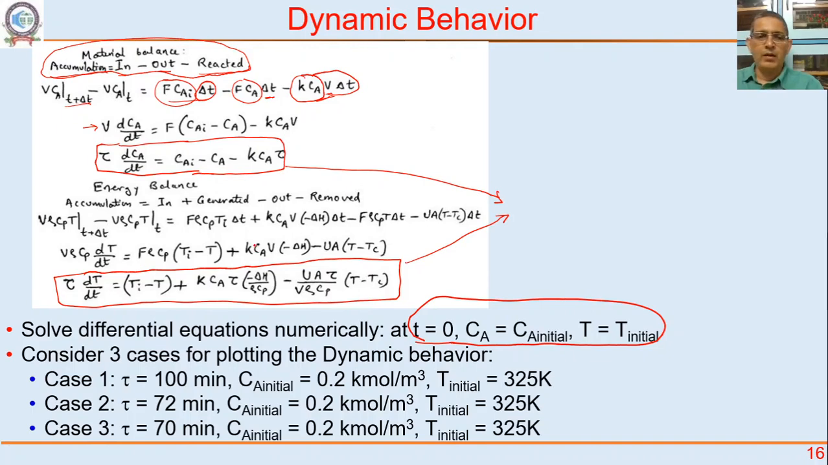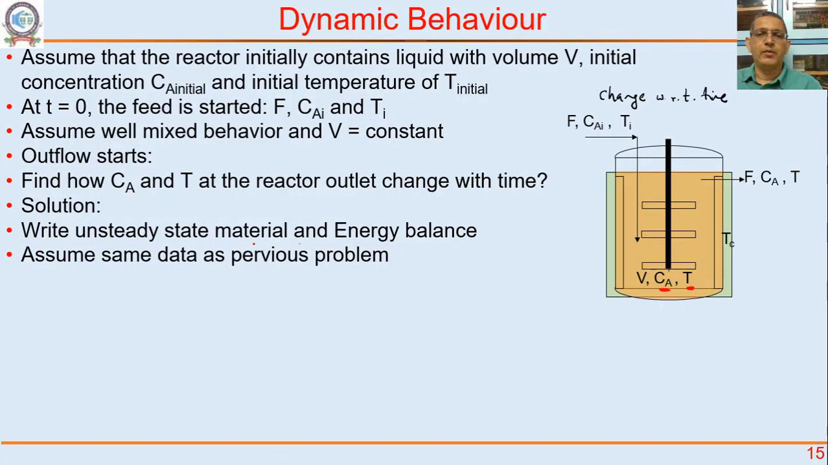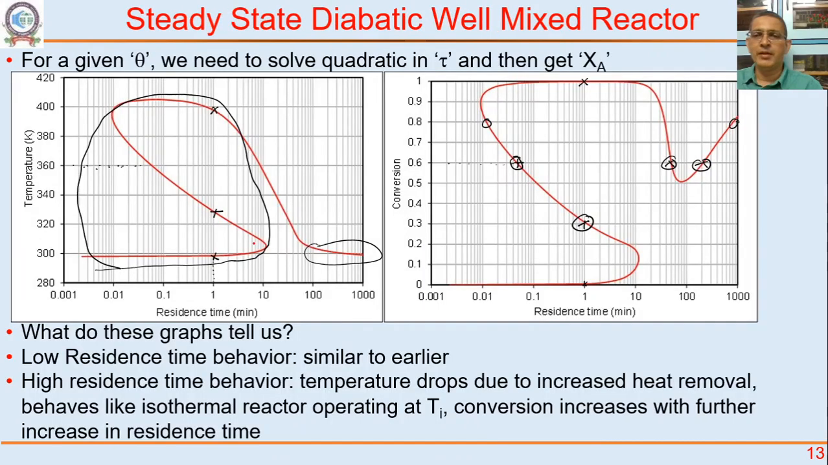These are the three dynamic behaviors I am requesting you to see. Case 1, residence time is 100. Case 2 is here. Case 3 is very close to it, 70 and 72. So we are talking about this much variation in residence time, 100, 72 and 70.